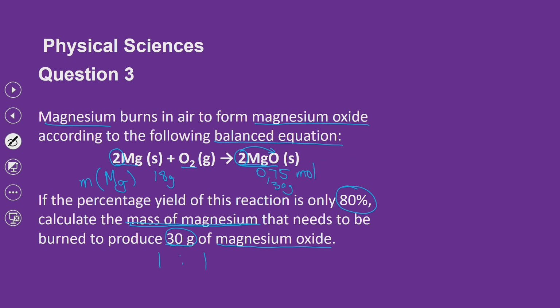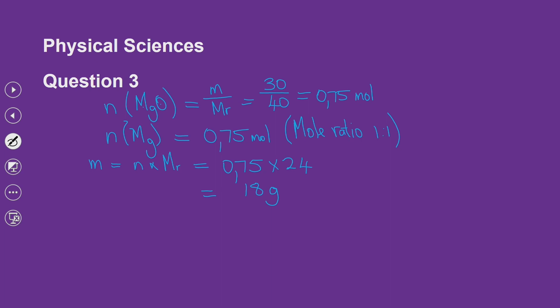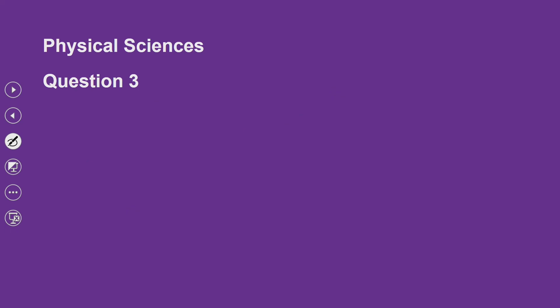of magnesium oxide. But there's one little catch we need to look out for, and that is that the percentage yield of this reaction is 80%. Alright, so we need to go and work out 80% of our product, which is 30. So, let's see. 80 over 100 of our 30, and you will see that gives me 24 grams. That means 18 grams of magnesium actually produces 24 grams of magnesium oxide.